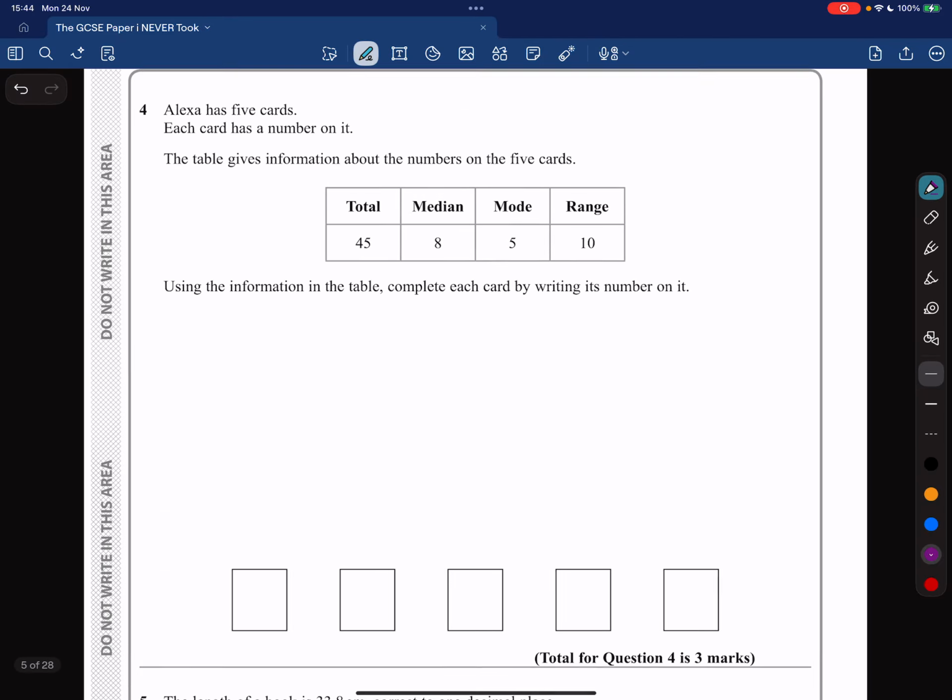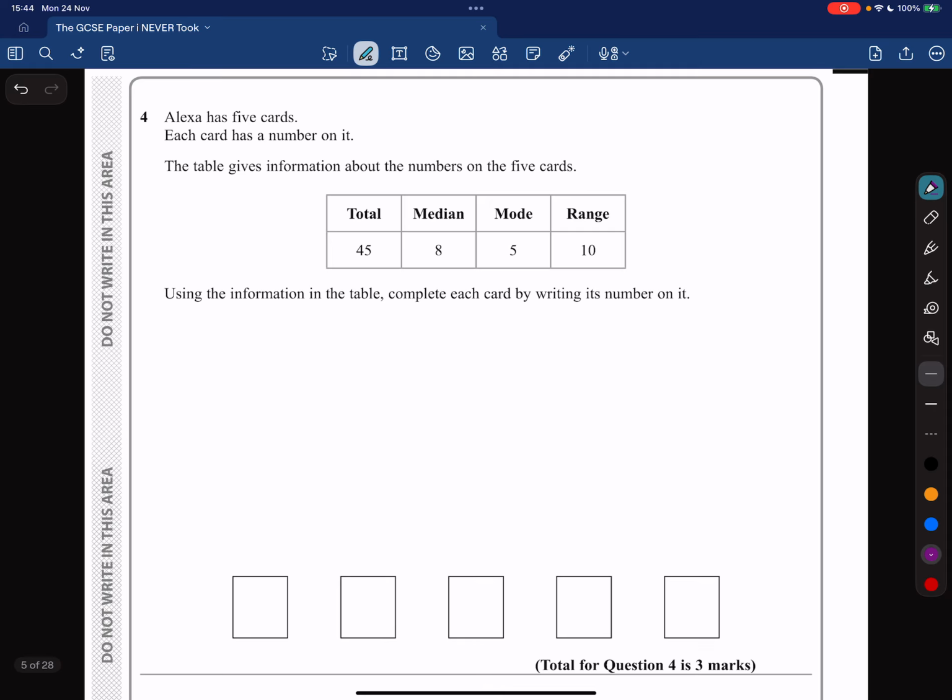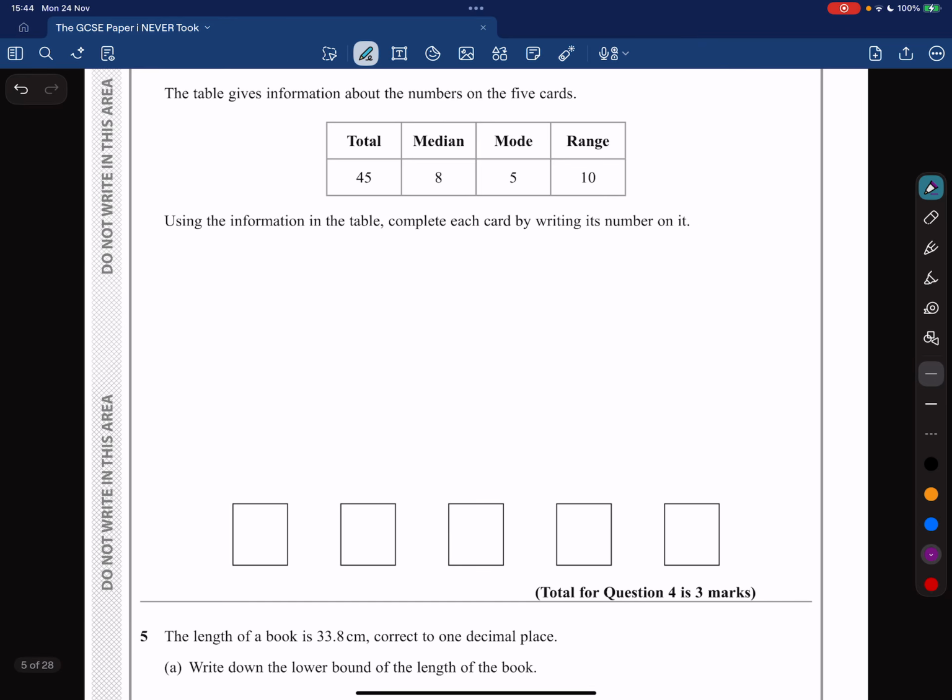Okay, Alex has 5 cards. Each card has a number on it. The table gives information about the numbers on the 5 cards. Using the information in the table, complete each card by writing its number on it. Okay, so the median is 8, right? The mode is the most common, which means there's 2 of them, and it's lower than 8. When I say the mode, it means there's at least 2 of them. There could be 3 of them, but there can only be 2 of them in this case.